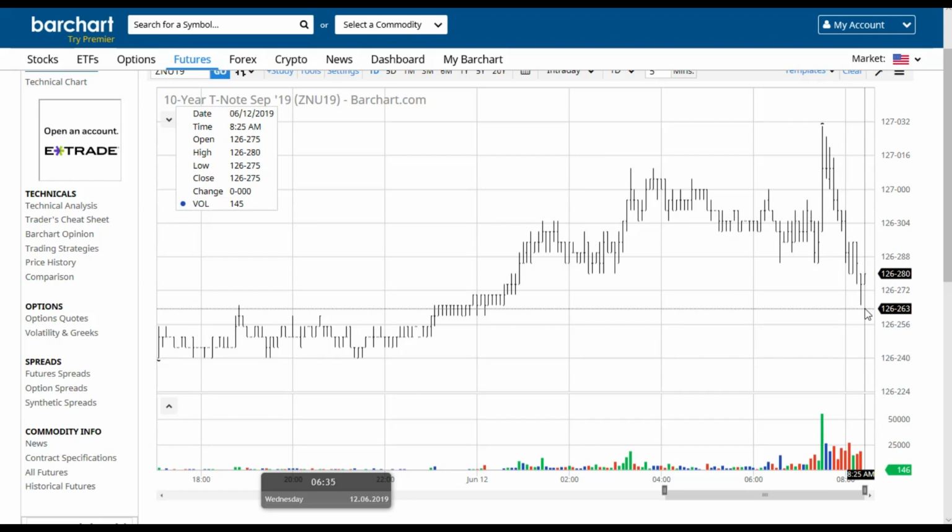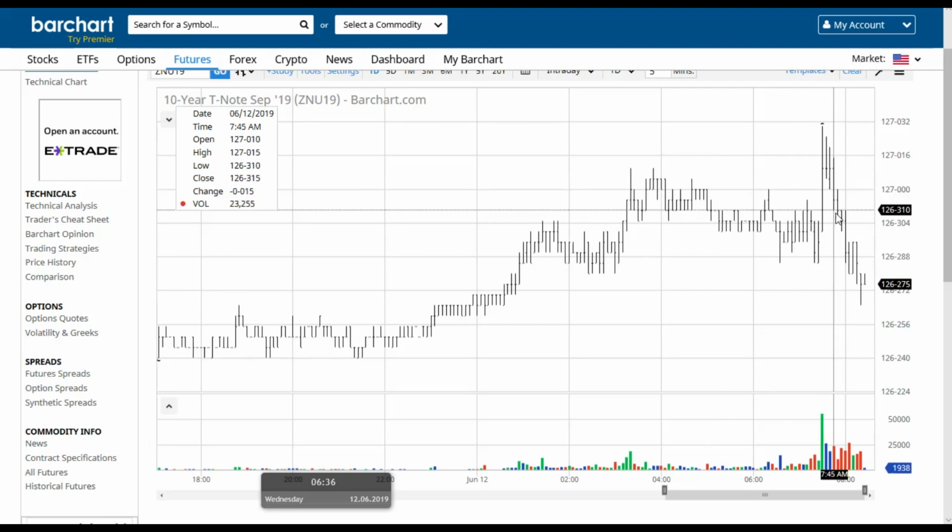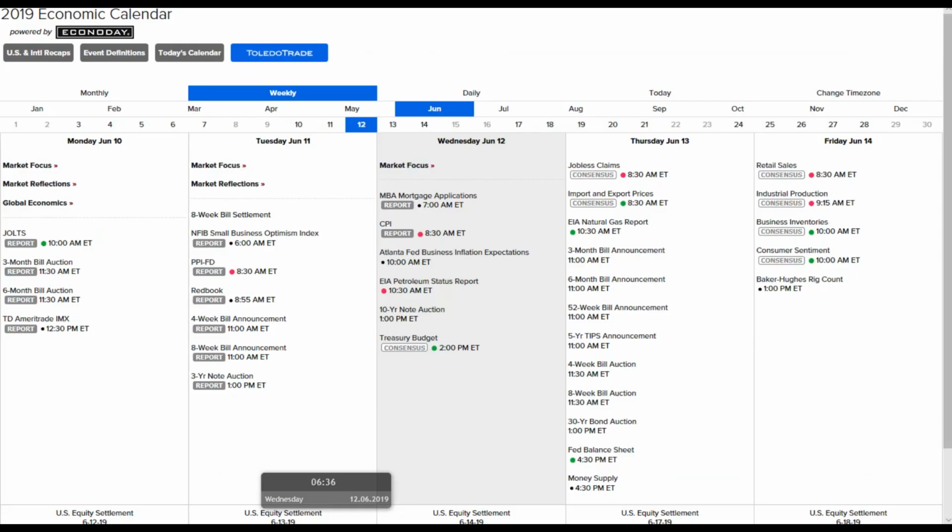The 30-year basically looks exactly the same. It's just sort of popped up through and then sold down all the way through this range ever since. And this is the data I was talking about, the CPI. Let's see, I think it came out as expected. Yeah, we're looking at 1.9, came out at 1.8.